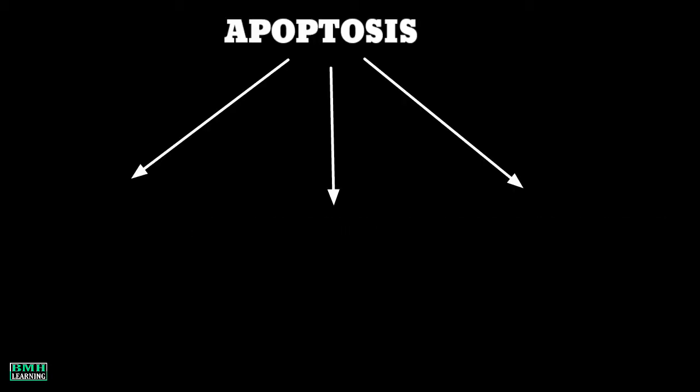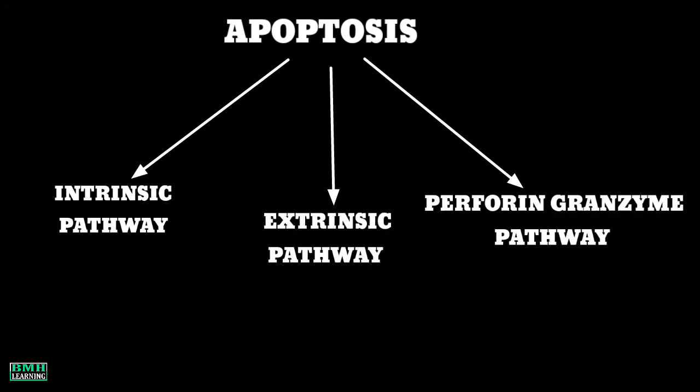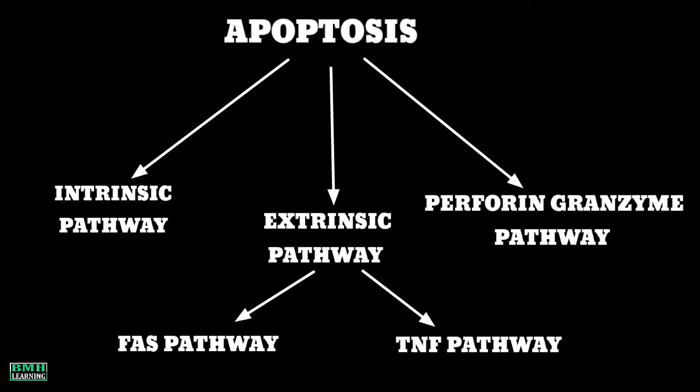This video is linked to the mechanism of apoptosis. A cell can be subjected to apoptosis due to several reasons, and depending upon various physiological factors, it may have three different types of pathways for controlled cell death. So apoptosis can be initiated from the signals of the intrinsic pathway, extrinsic pathway, and perforin granzyme pathway. For better understanding, the extrinsic pathway has further two types, FAS and TNF pathway.